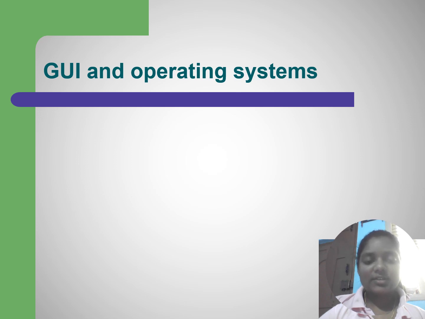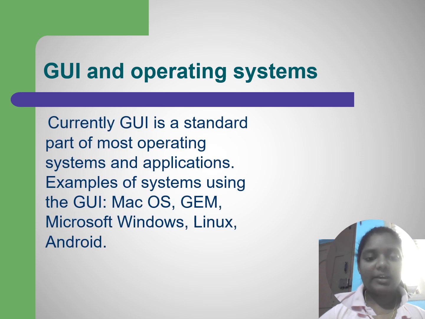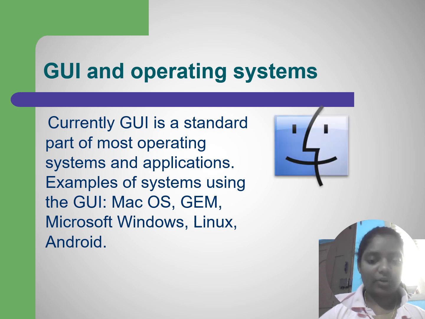Now let us discuss the graphical user interface and its operating system. Currently, graphical user interface is a standard part of most operating systems and applications. Examples of systems using the GUI are Mac OS, Microsoft Windows, Linux, and Android. These are the symbolic representations of the devices which use the graphical user interface. This is the symbol of Android, as you all know, and this is the symbol of Windows, and so on.